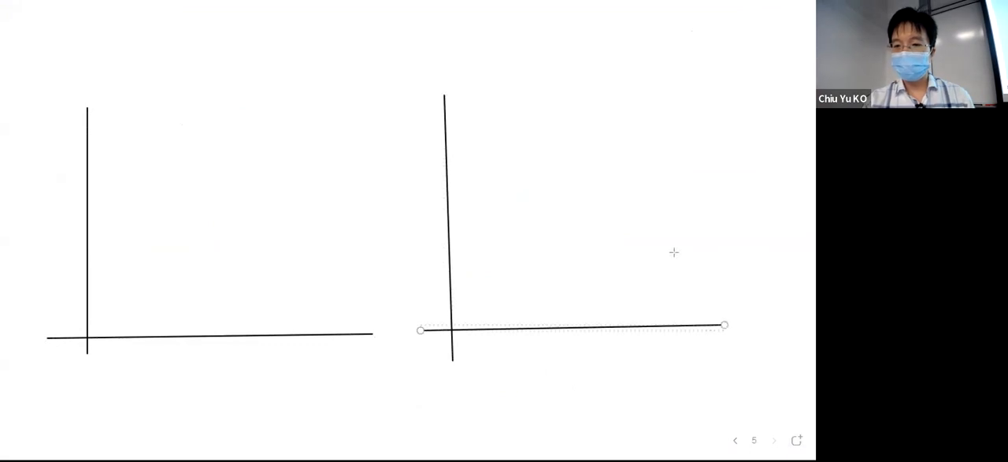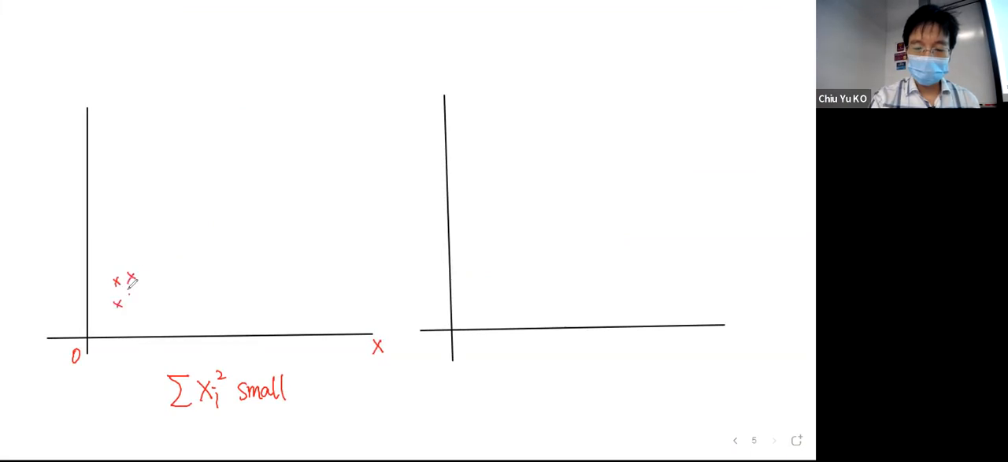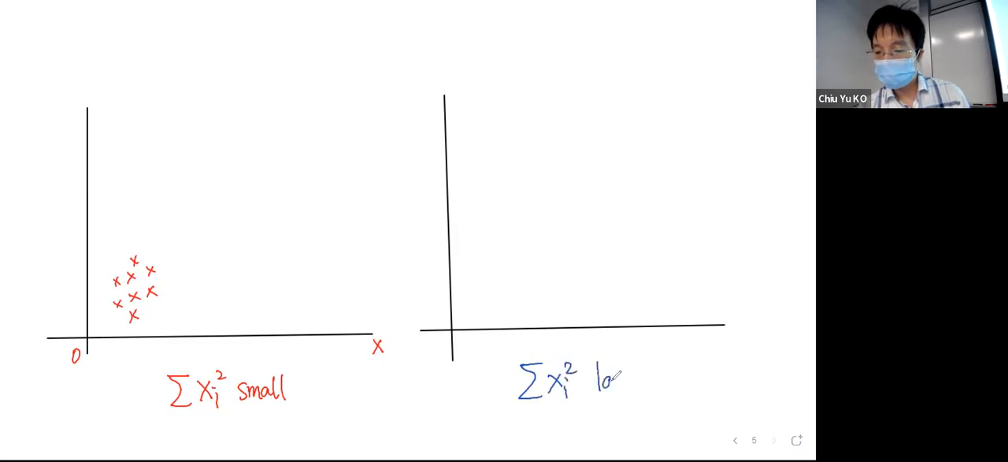So let's consider the following 2 cases. I have a case where the sum of xi square is small, okay? That means this is 0 here, right? This 6 is here, okay? That means the data may be near here, okay? I just draw here, okay? And compare to another case where this is large, okay? And this large one, I would have something like here, right? So that would be our goal here.